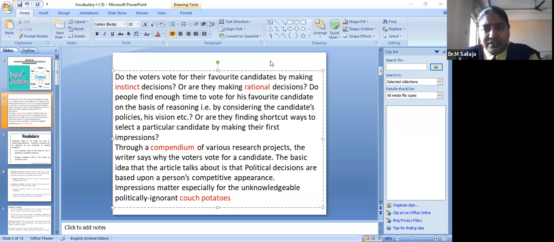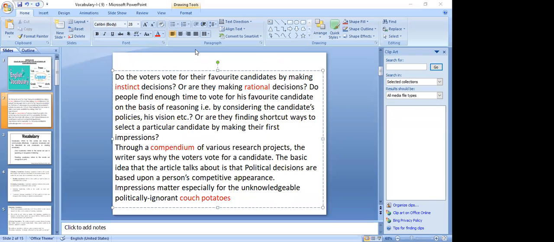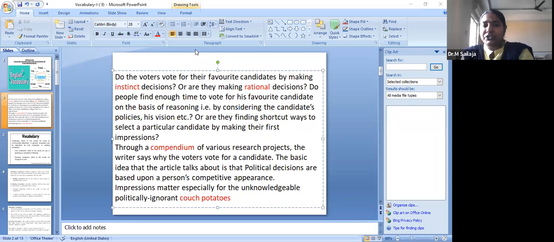Ma'am, are you able to understand? Able to follow? Students, yes, ma'am. Are you able to follow? Here I am trying to explain the importance of vocabulary, so I am explaining this content.